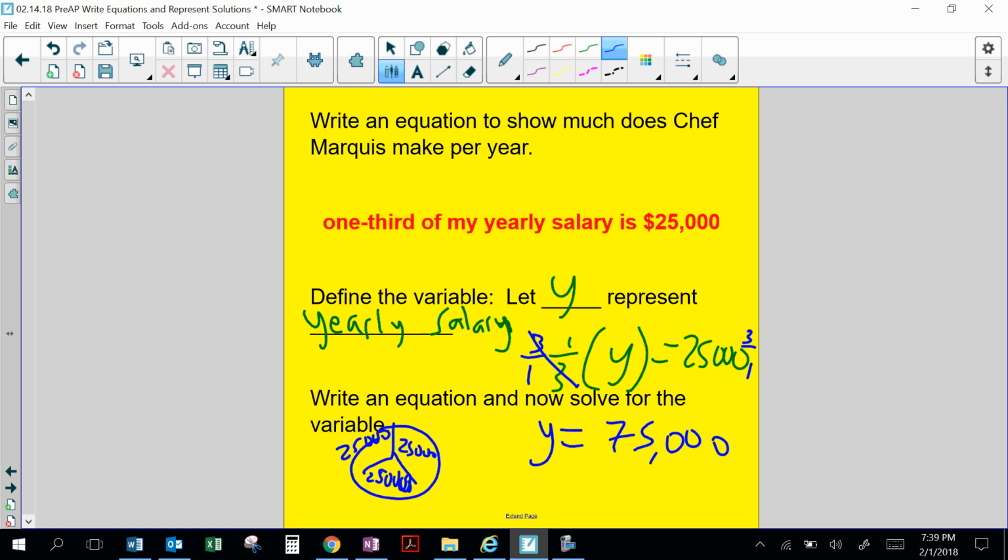Another way to solve this is to think about it as a third of my yearly salary. So it's y divided by 3, yearly salary divided into thirds, equals 25,000, because many of you prefer seeing it in this form. The inverse of divide by 3 is times 3. Cancel, y equals 75,000.